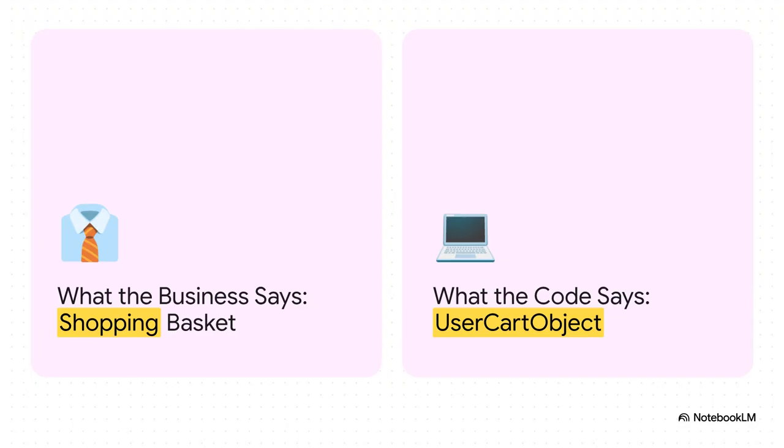And this right here perfectly illustrates that gap. The business expert says shopping basket. Simple. Everyone gets it. But in the code, it's called a user cart object. Now that might seem like a tiny, harmless difference, but when you multiply these little misunderstandings across an entire project, they build up, creating a huge disconnect. You end up with software that kinda sorta does what the business needs, but not really.